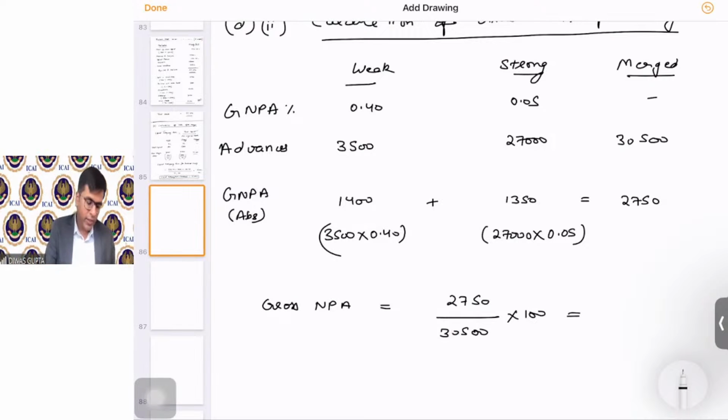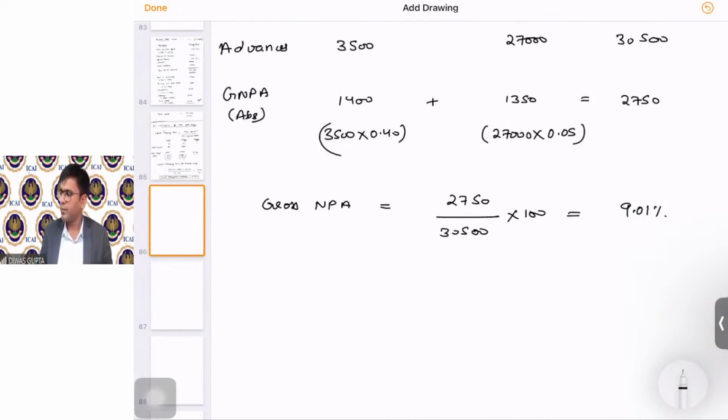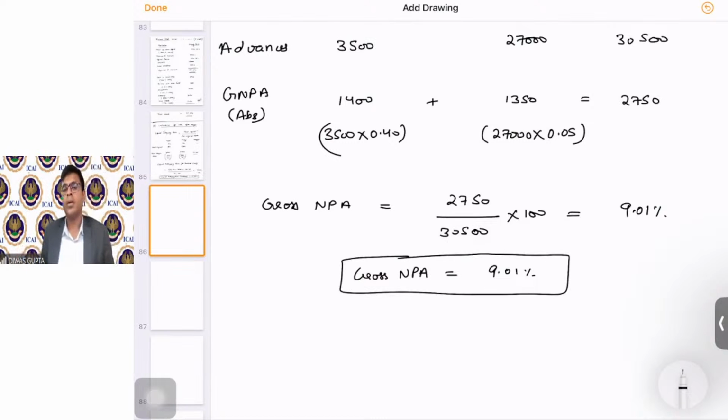So 2,750 divided by 30,500 into 100 comes out to be 9.01%. So the gross NPA percentage at a combined level becomes 9.01 percentage. So this is the dilution. If you understand from the strong bank's perspective, this is a dilution that has happened in their NPA percentage, right? Because they have acquired a weak bank which is having a higher NPA. So their overall NPA has gone up.